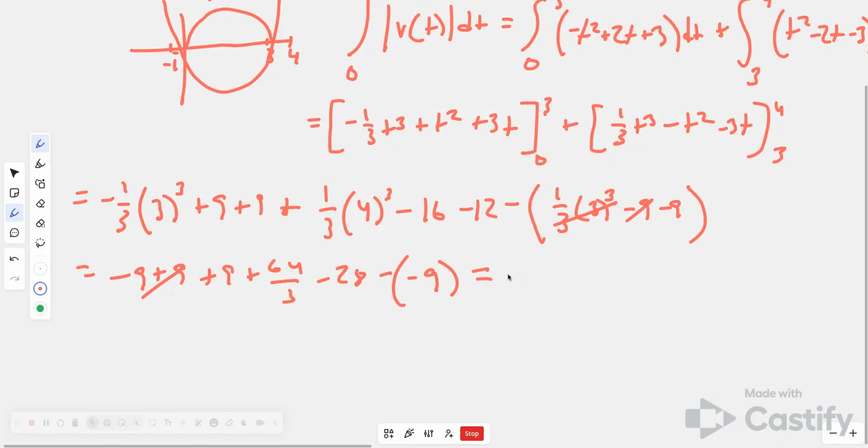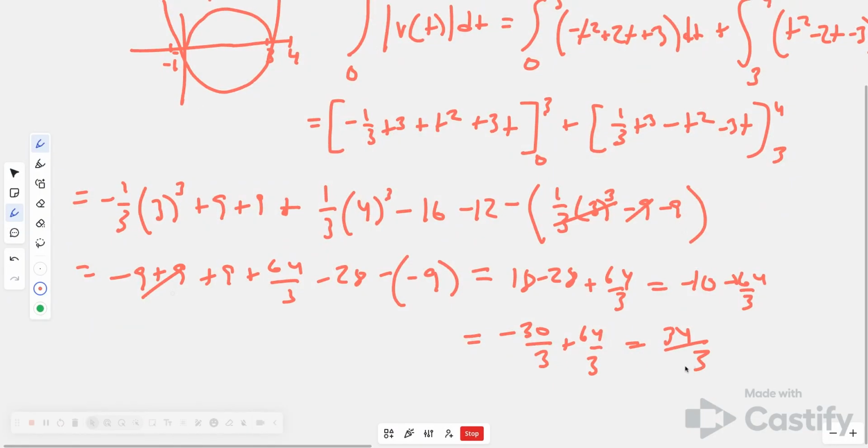And then we just continue, so we get 18, because this becomes positive 9. 9 plus 9 is 18, minus 28 plus 64 over 3. And this is equal to negative 10 plus 64 over 3. And then we can rewrite this as negative 30 over 3 plus 64 over 3. And our final answer is going to be 34 over 3. Yeah, that's the final answer for this first question.